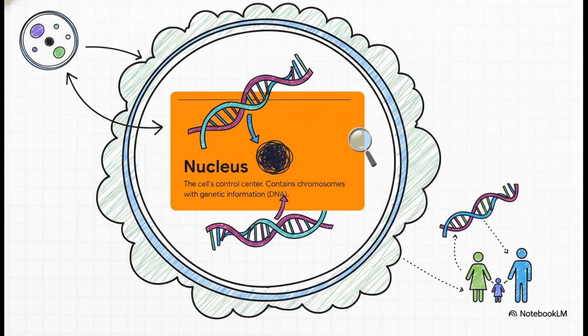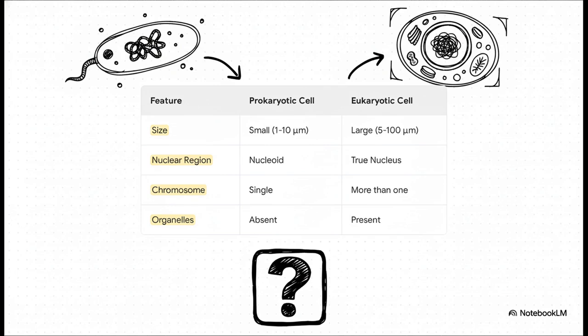All right, moving inwards from the membrane, we find the most important part of the cell, the nucleus. You can think of it as the brain or the control center of the cell. It's protected by a double-layered membrane, and inside it are thread-like structures called chromosomes. These chromosomes are made of DNA, which carries all the genetic information, the instructions for everything the cell will ever do. Based on the nucleus, we can divide cells into 2 main types.